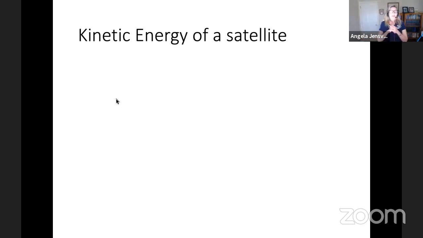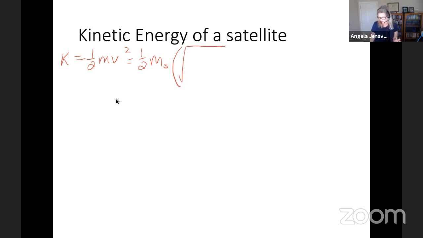Oh, okay. So this one's really easy. Kinetic energy is a million times easier than potential energy to understand and also to derive. Kinetic energy, you guys know, is 1/2 mv squared, right? If we want the kinetic energy of a satellite, we're going to plug in the mass of the satellite, and then we derived the orbital speed of any orbiting object a moment ago. It was the square root of GM over r.